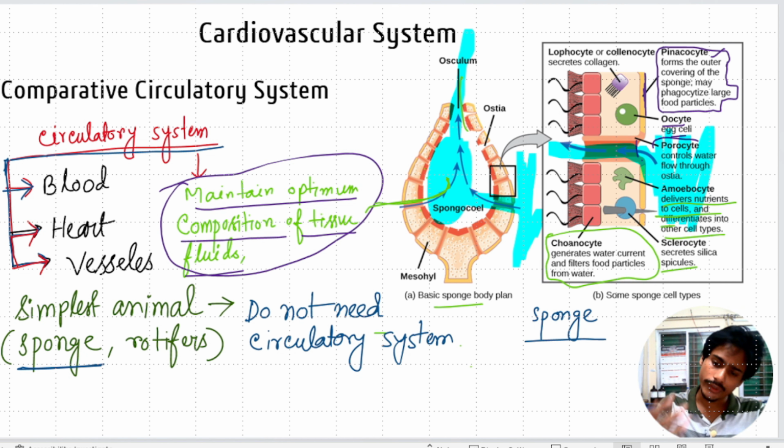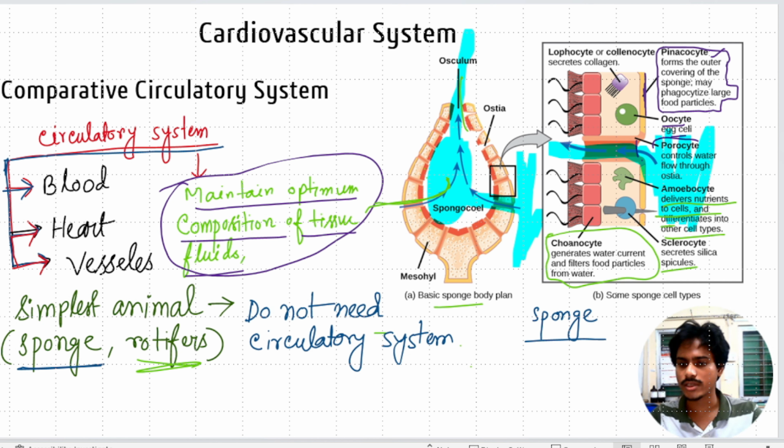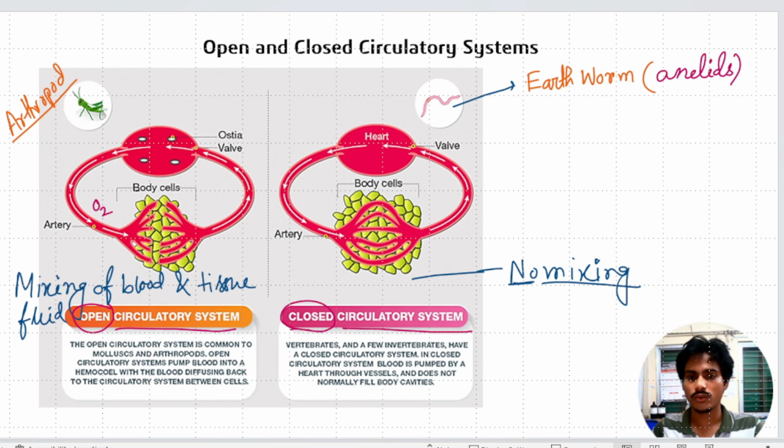Now we are going through some other animals, like rotifers and some jellyfish. They also don't have a circulatory system, because nutrients, gases and wastes are exchanged by diffusion. But in higher animals like arthropods and many molluscs, they need a circulatory system. First we will introduce the different kinds of circulatory systems, and now we are going through the open and closed circulatory system.